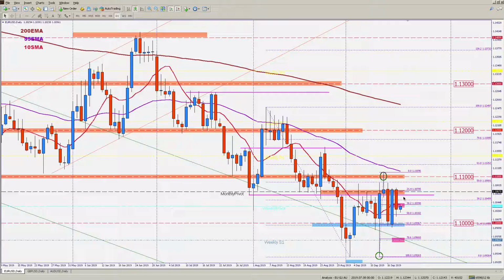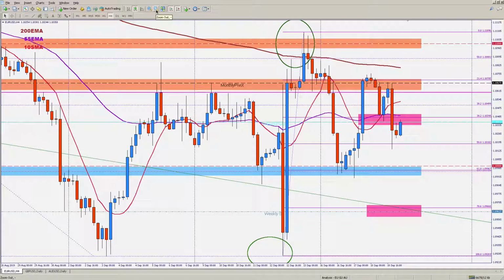Let's take a look at the 4-hour time frame. After hitting the monthly pivot, it has fallen back to the 50% fib retracement level of the previous week's move. That's the 50% level here.